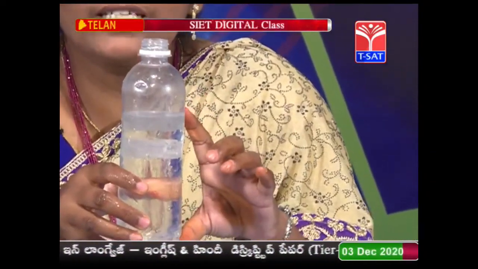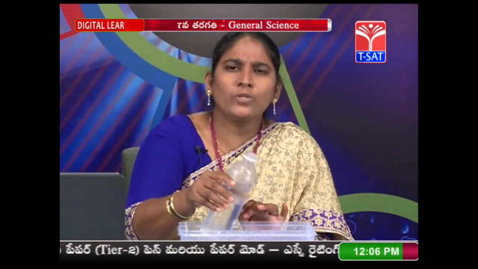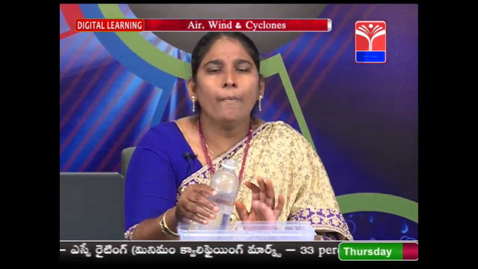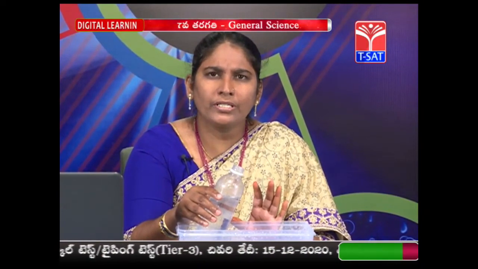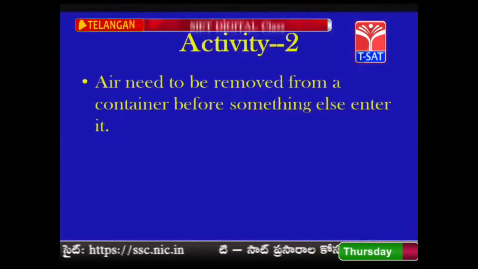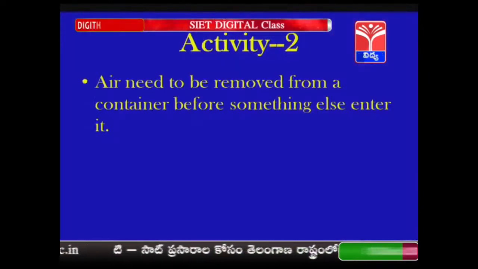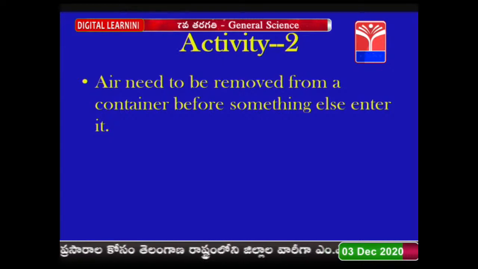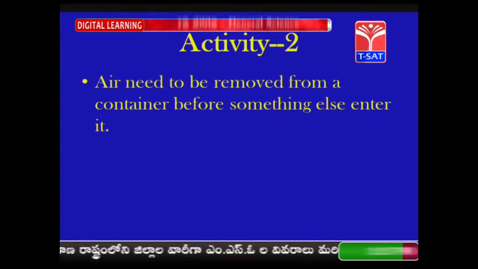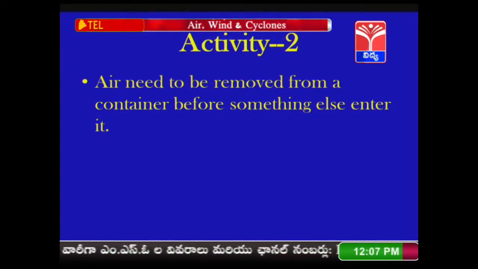What was present inside earlier? Air was present and when we dipped it into the water, what happened? The air comes out in the form of bubbles. You all heard the bubbles children, you all have seen, right? So, what we can conclude here is we have to remove air before filling it with water. Children, we conclude that air needs to be removed from a container before something else enters into it.